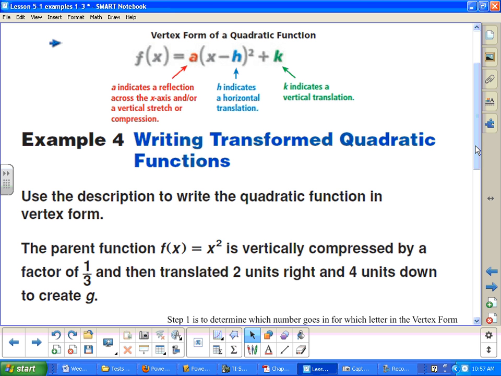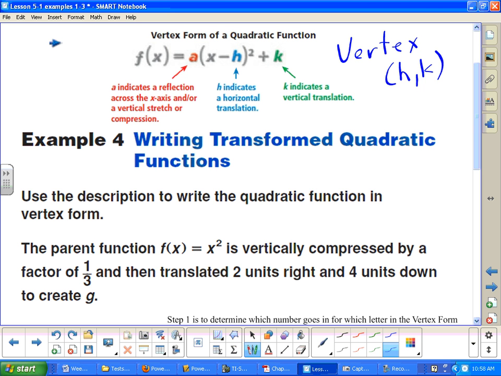H indicates whether it moves left or right, so it's a horizontal translation. If H is positive, it moves to the right. If H is negative, it moves to the left. K is our vertical translation. So if K is positive, it moves up. If K is negative, it moves down. Now, the vertex then is the point (H, K). It does not matter what the value of A is, the vertex is always going to be the point (H, K).